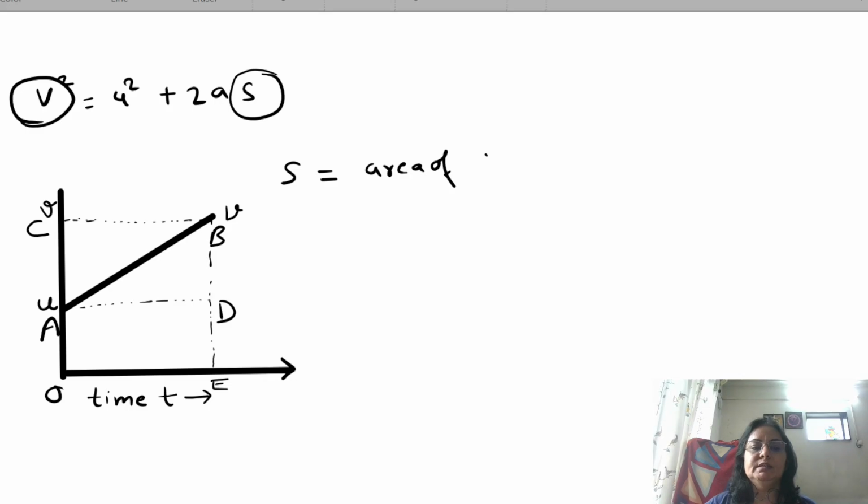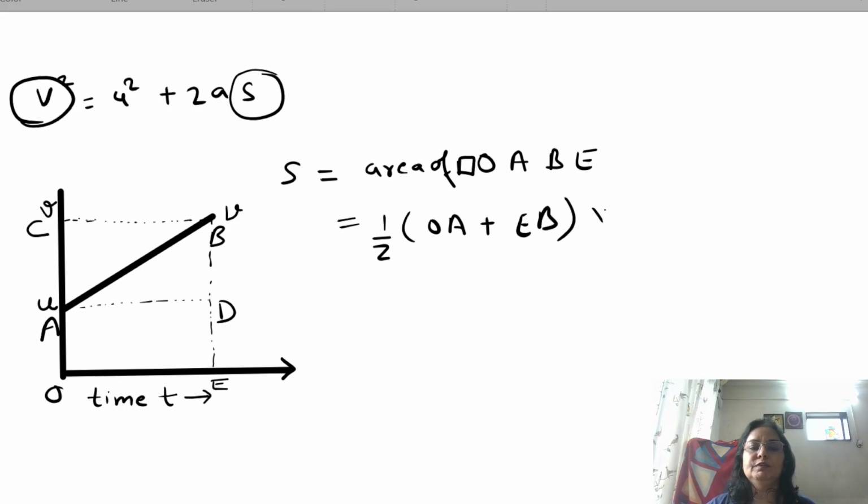or we can say trapezium is the distance traveled, OABE. Area of trapezium OABE is nothing but half into sum of parallel sides, which is OA plus EB, into distance between them, which is nothing but AD, or you can say time t. So half into OA is nothing but U plus EB is nothing but V into AD is nothing but T.